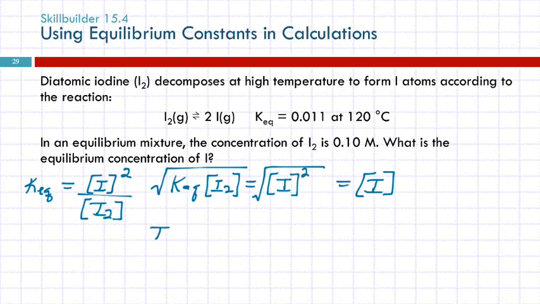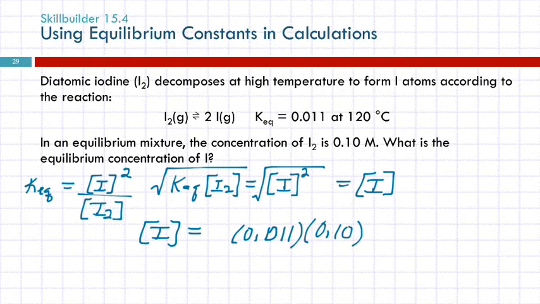Then we put the numbers in. So the concentration of I equals KEQ, 0.11, times the concentration of I2, 0.10, and then we need to take the square root of that. So I want, where is it, the square root. It depends on how your calculator works. This one wants me to do the multiplication first and then do the square root.